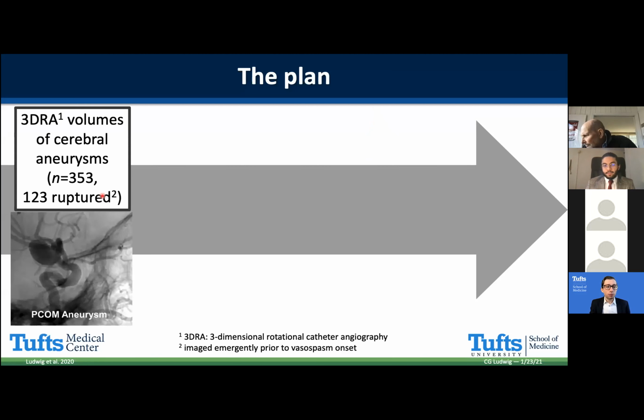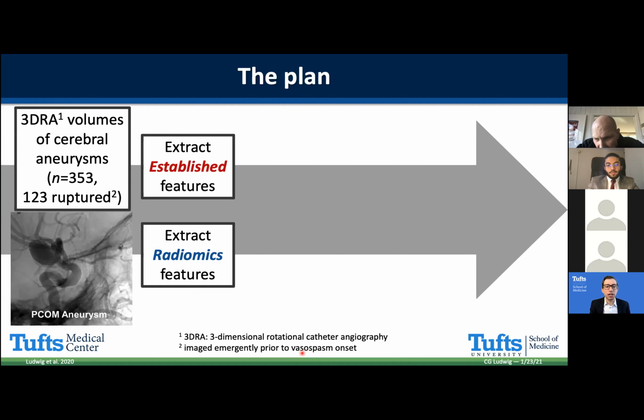So here's the plan. I started with 353 three-dimensional rotational angiography volumes of cerebral aneurysms. Here's a two-dimensional image of one of those angiograms from a PCOM aneurysm. Now note that 123 of them were already ruptured at the time of imaging. And these ruptured aneurysms were imaged emergently prior to vasospasm onset. And that little point there is important because vasospasm might change the shape of the aneurysm, and we wanted to study the shape before the rupture happened.